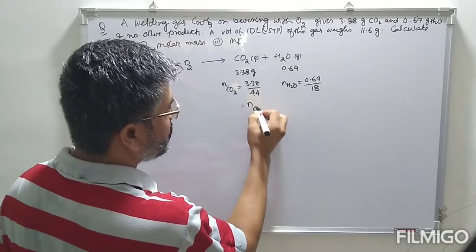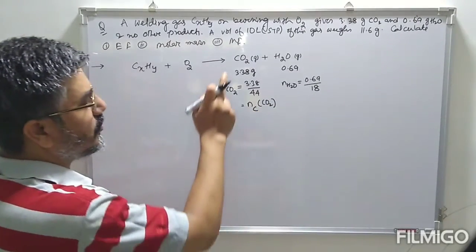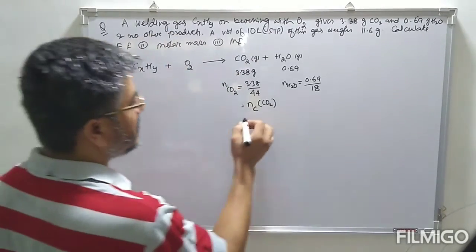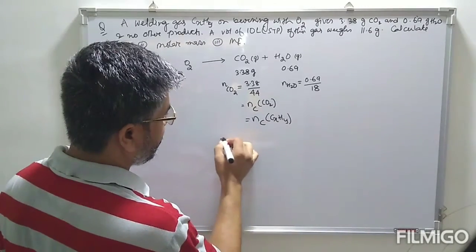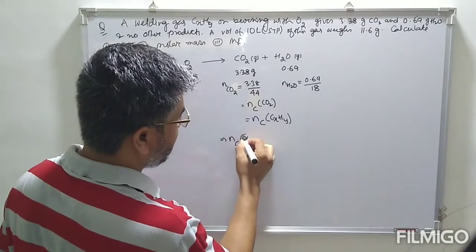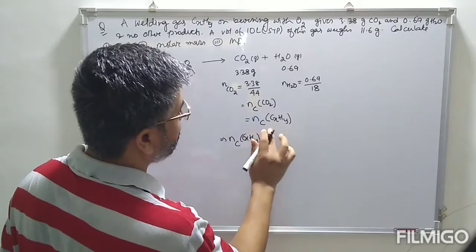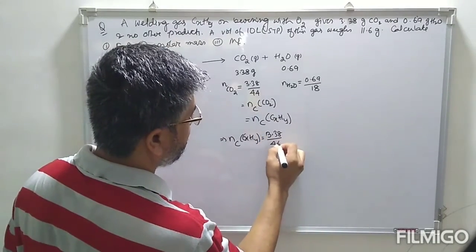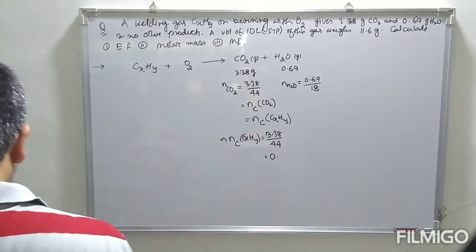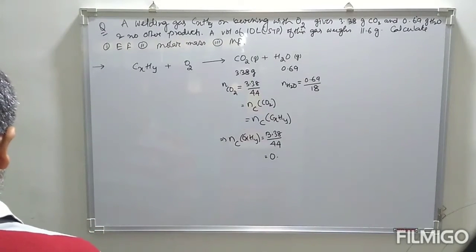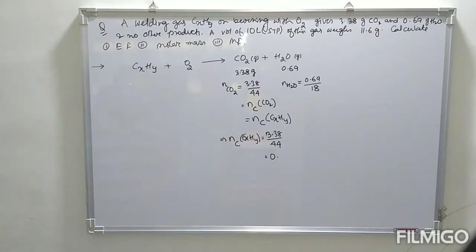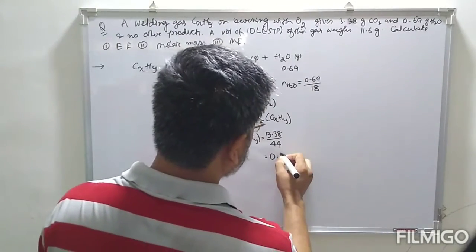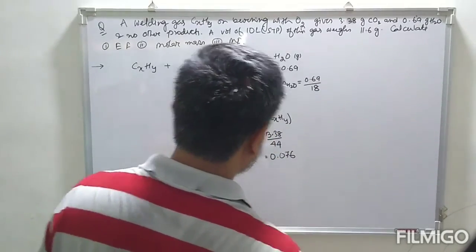This is equal to the number of moles of carbon in carbon dioxide. Now, since all this carbon dioxide is coming from the organic compound, that is the welding gas, this must be equal to the number of moles of carbon in CxHy. Therefore, the number of moles of carbon in CxHy is equal to 3.38 divided by 44. So this is coming around 0.076.